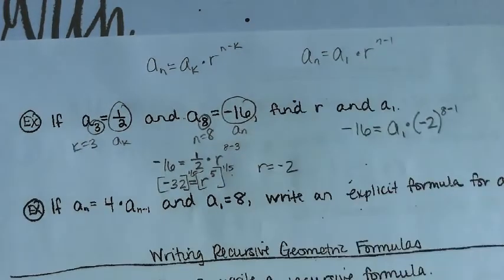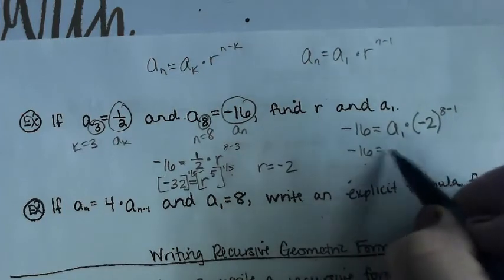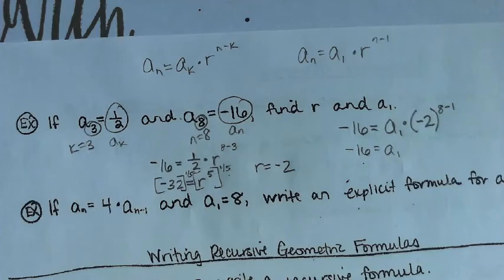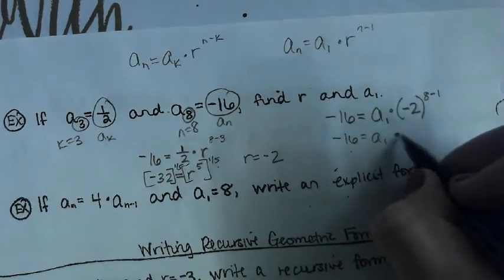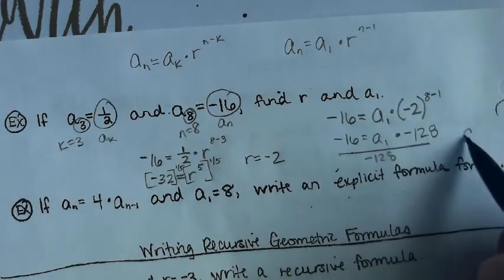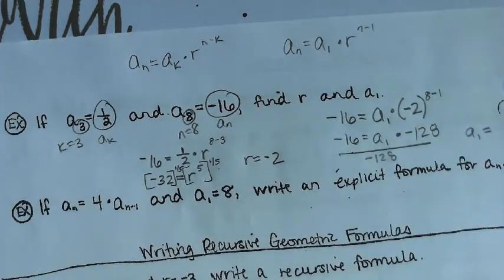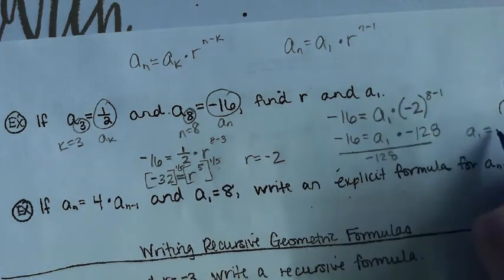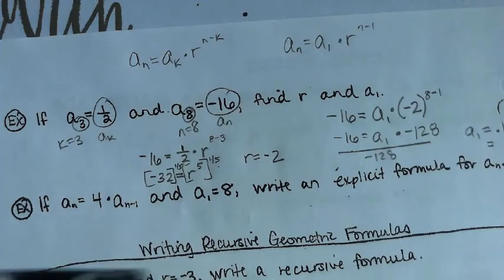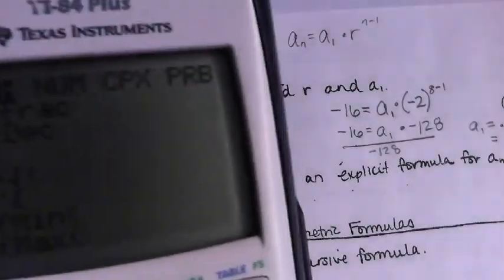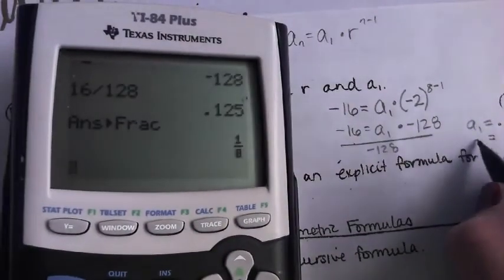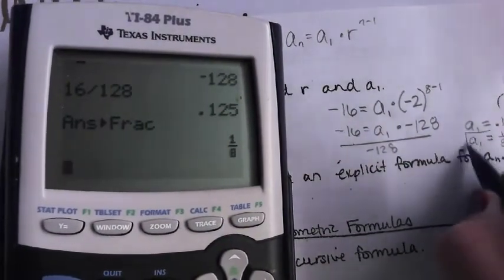minus 1. So on my calculator, I'm just going to do negative 2 to the 7th power. And I get negative 128. And divide both sides by negative 128. And my first term is a decimal 0.125. But you're more likely going to see that as a fraction. So math, fraction, 1/8. First term is 1/8.